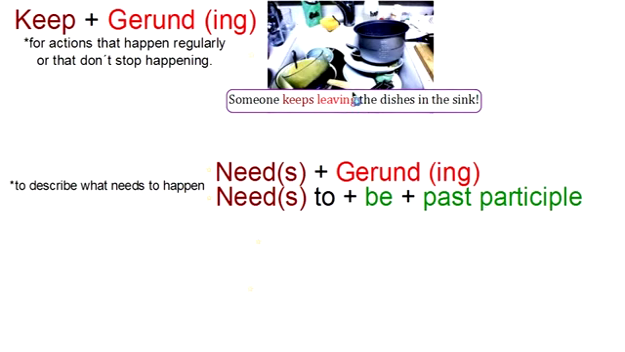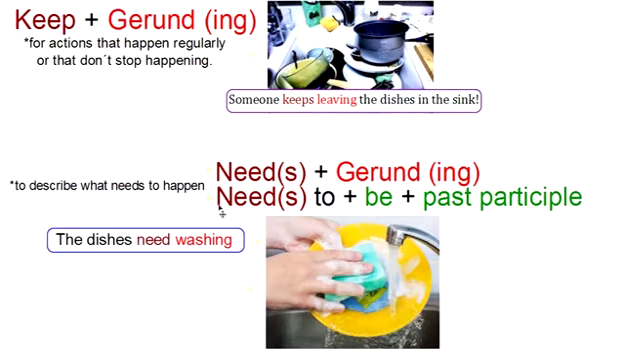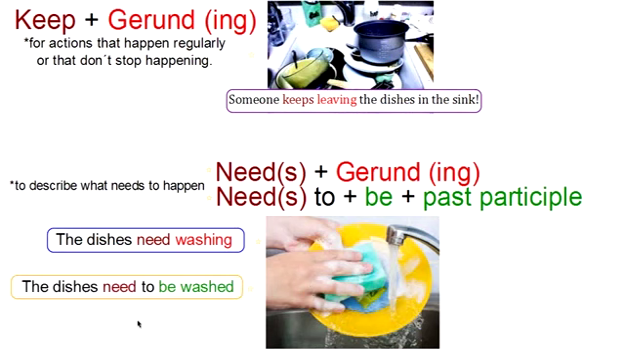So let's look at what we can do about these dishes. Well, we can say, for example, the dishes need washing. Obviously, right? The dishes need washing if we have dishes in the sink. And we could also say with the passive voice, the dishes need to be washed. Good. So I hope this was helpful in learning how we use keep and a gerund to talk about continuous actions, especially continuous problems. And then we also can use need plus a gerund or needs to and the passive voice structure to talk about what needs to happen.